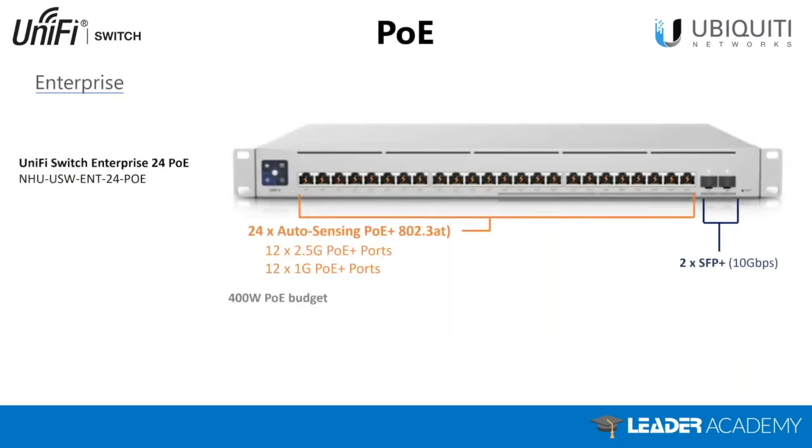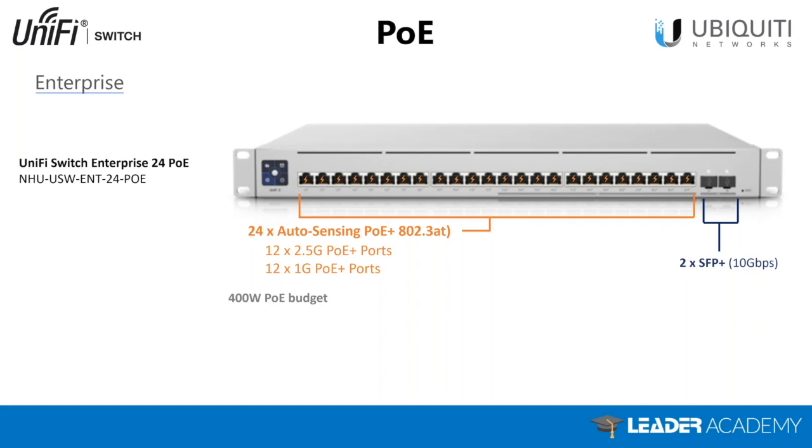Now, a recent addition to the switch lineup is the Enterprise switch. Now, again, they're all PoE Plus ports on theirs, but there's a little bit different on this one. As you can see here, there's 24 ports, but the benefit that these offer is that there's actually 24 auto sensing PoE Plus ports. They can either do 2.5 gigabit throughput or 1 gigabit throughput with 400 watt PoE budget on these ones here.